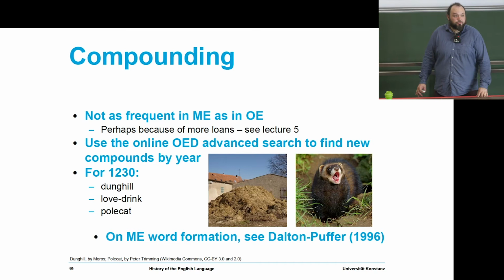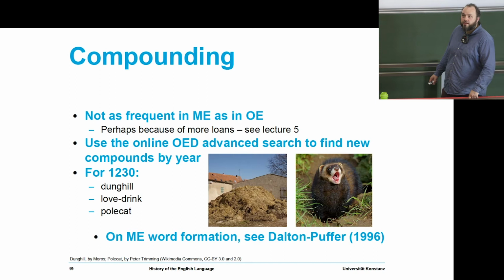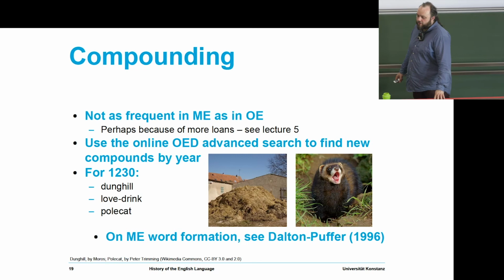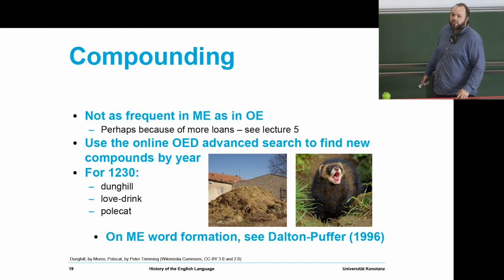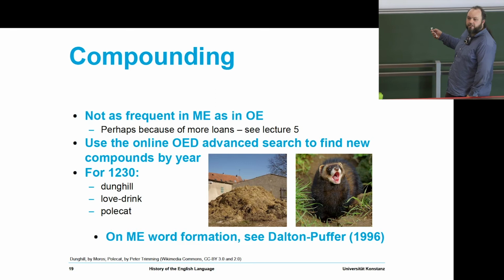If you go onto OED.com, the online OED, you have to, I think, be within the University of Konstanz network for this to work. You can use the advanced search to search for whichever compounds emerged in a particular year. So this is the first year that these compounds were attested. For 1230, for instance, we find certain words emerging. Dunghill, there is an image of a dunghill here. It is what it sounds like, basically. It's a hill that's made of dung.